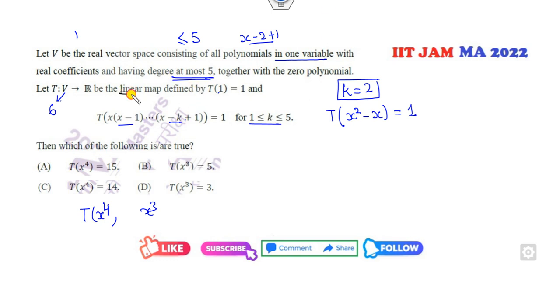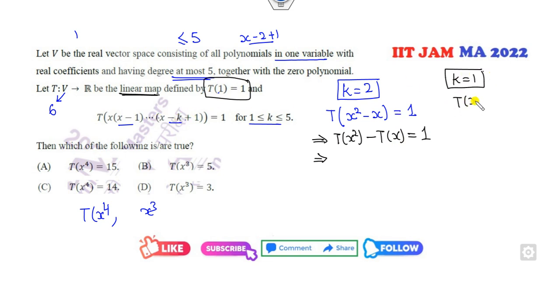Fine. Now it is a linear map. So what is the meaning of that? T of x squared minus T of x is 1. T of 1 is 1. Fine. So if I choose k equal to 1 also, what is the answer of this? It's only T of x. T of x is 1. So what is the answer of that? T of x square? 1 plus 1, 2.